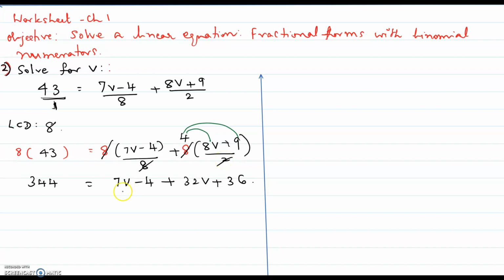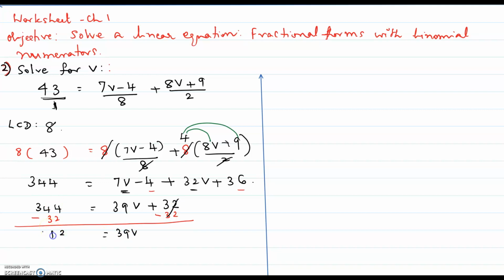So now we have to combine the like terms of v, here 7v plus 32v, that can be combined. So it is 39v. We can combine the numbers on this side, which is negative 4 plus 36, that will be a positive 32. Then you have to isolate that v term. So subtract 32 on both sides. So this would give 39v equal to 312.